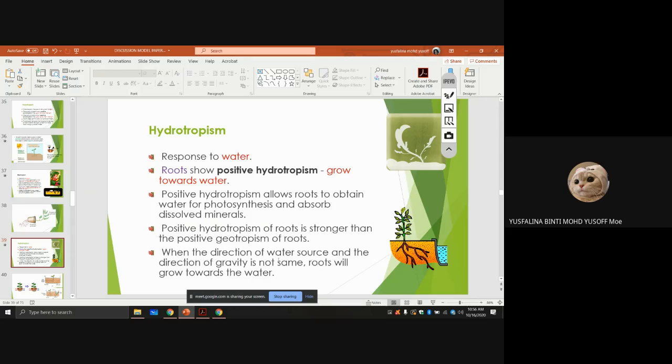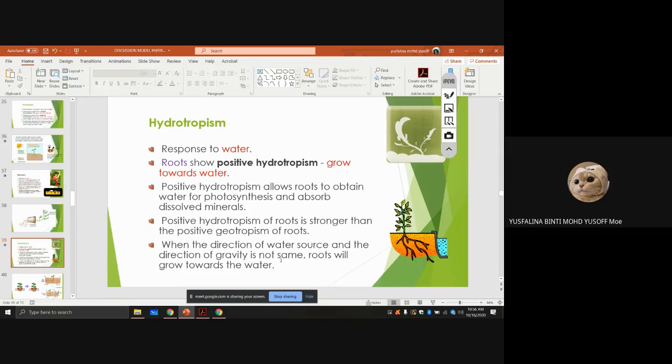When the direction of the water source and the direction of gravity are not the same, the roots will grow towards the water. Let's say we put the water on this side. You can see the root is going to the water side more than going downward. This shows the root is attracted more to the water than to the gravity. So hydrotropism is stronger than geotropism, right?